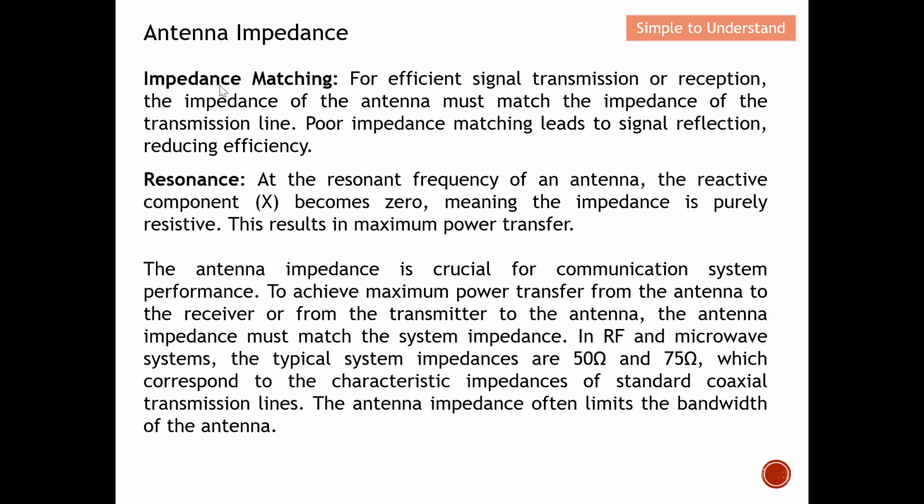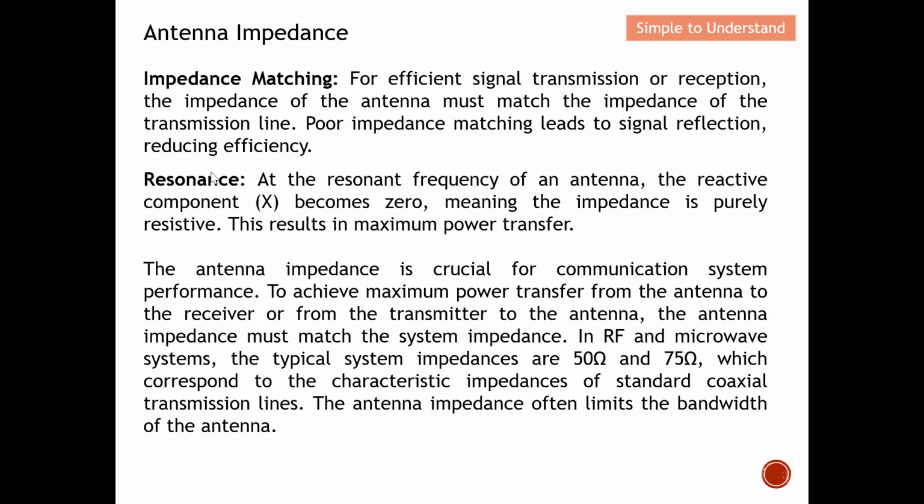Let's do a very quick conclusion here. In order to have impedance matching for maximum power transfer, for efficient signal transmission or reception, the impedance of an antenna must match the impedance of the transmission line. Any poor impedance matching leads to signal reflection, and once we have signal reflection, we reduce our efficiency.